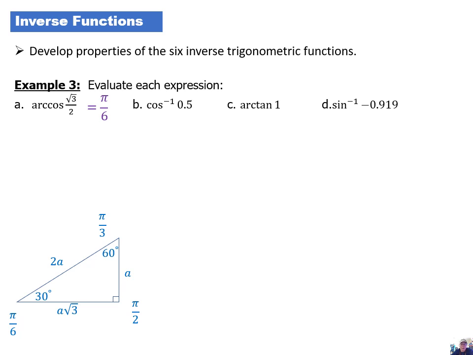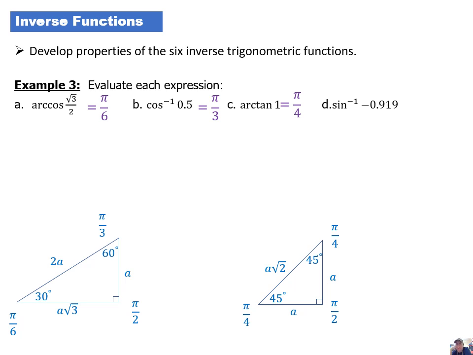Cosine inverse of 0.5, that's the same as saying arc cosine of 0.5, or arc cosine of 1/2. That's looking at the other angle, because that would be a over 2a, which would be pi over 3. Arctan of 1 means I need the other triangle, 45, 45, 90. We got pi over 2 at the 90, we got pi over 4 at the 45s, and I want 1, so that means I'm looking at 45 degrees or pi over 4.